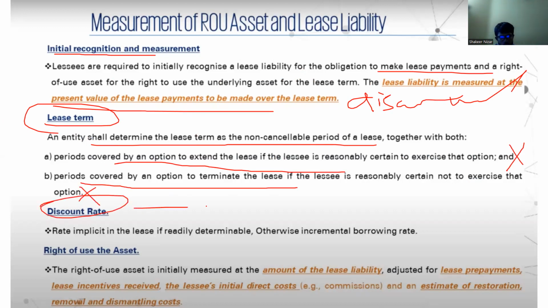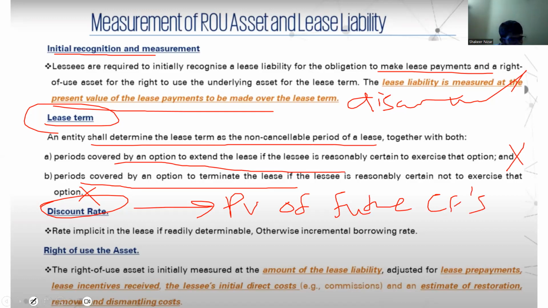Discount rate: in order to get the present value of future cash flows, you discount them using the rate implicit in the lease, if readily determinable; otherwise, the incremental borrowing rate. If the incremental borrowing rate is given, you use that. If not, use the implicit rate of return that is given.